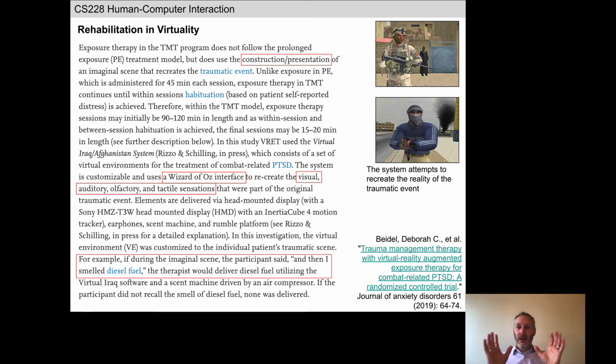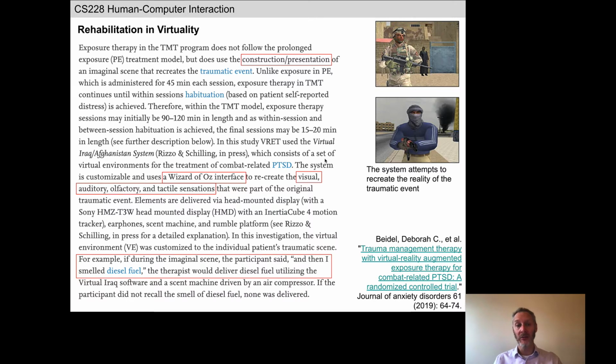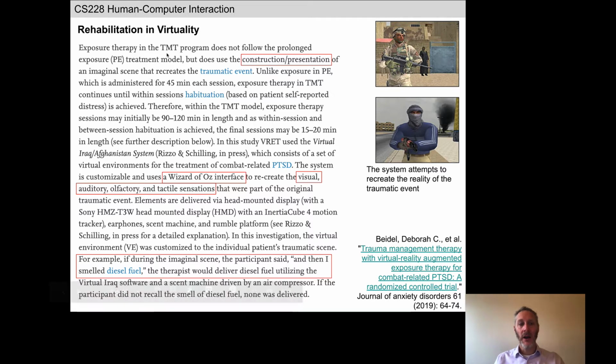Okay. Again, we're going to switch gears now and look at another emerging application of virtual reality, which is for physical and mental rehabilitation. This is a recent article about this, but this application has actually been ongoing for a number of years. And what we're going to look at in this case here is TMT, trauma management therapy. So trauma management therapy is a form of exposure therapy using virtual reality technology.